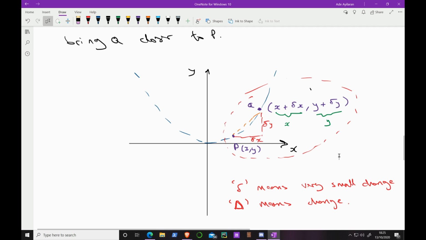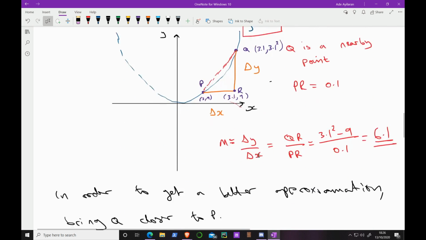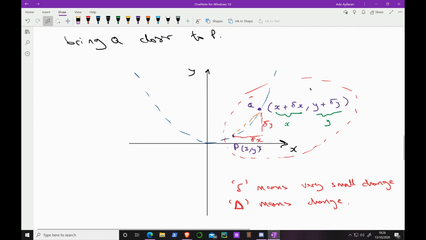Times it by delta. No, physically, what do I have to do to Q? You have to bring it closer. So we have to bring it closer. When we bring it closer, what's happening to dx and dy? They decrease. Until when?